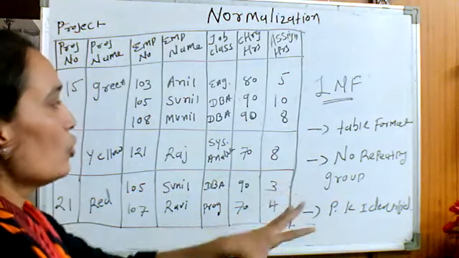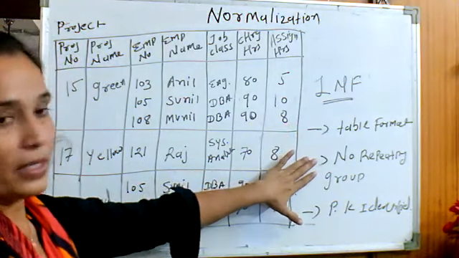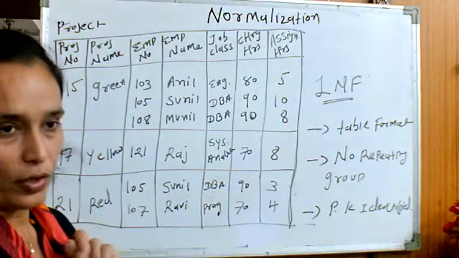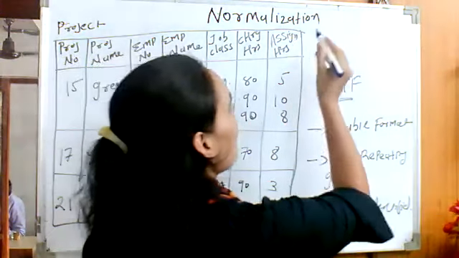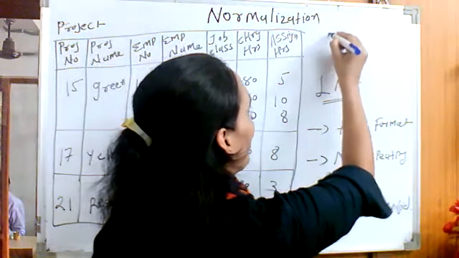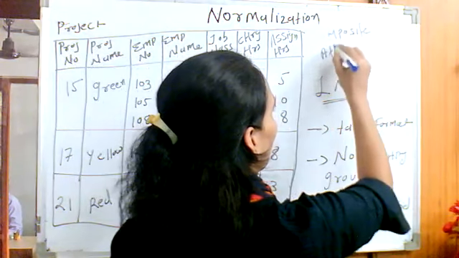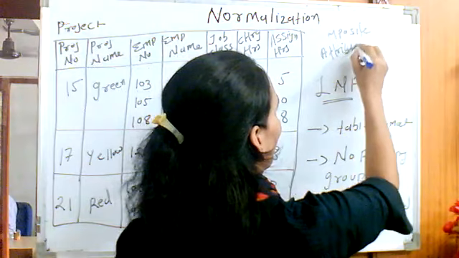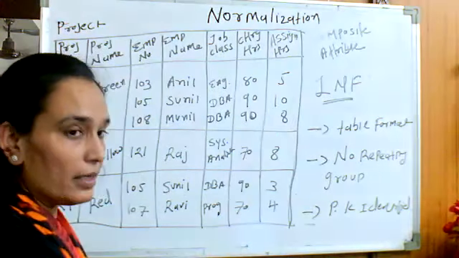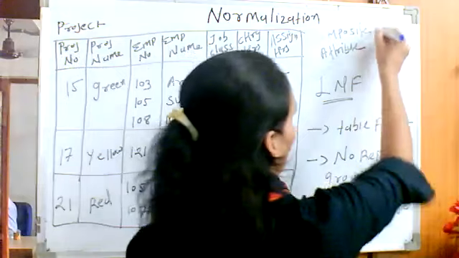Okay. So there should be no repeating group. No repeating group means what? No repeating group means there should not be any composite attribute, and there should not be any multi-value attribute.